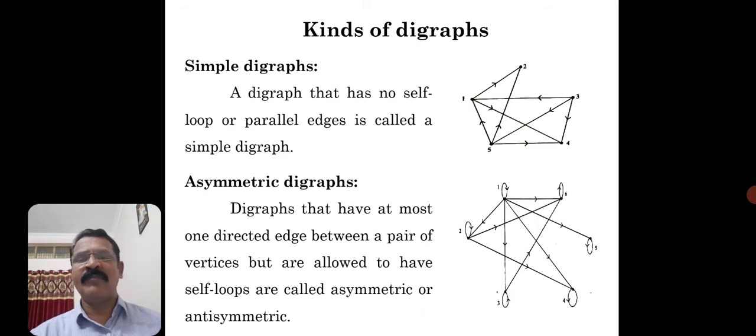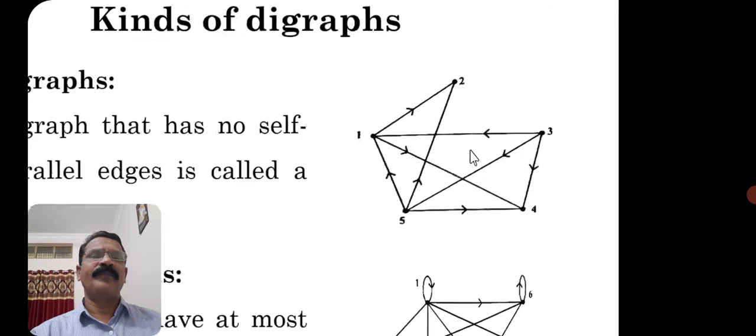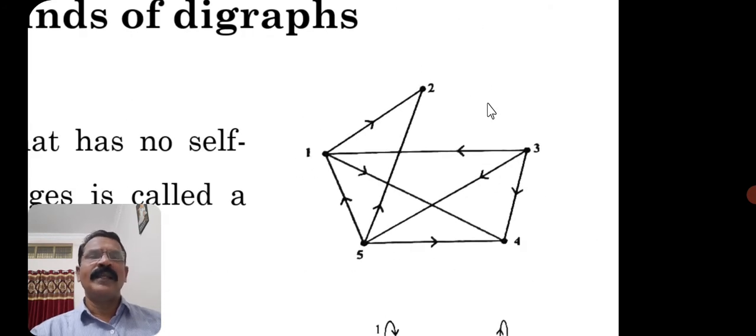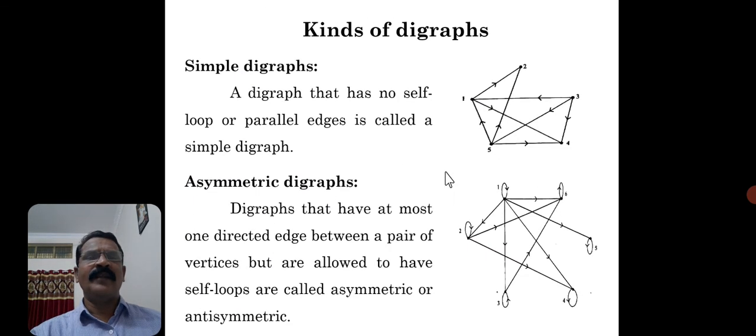So you have to keep in your mind, a digraph, of course directions are there. A digraph that has no self loop or parallel edges is called a simple digraph. So you can see this example. Here there is no loop or even no parallel edges. Parallel edges means between two vertices there are two different arcs in the same direction. There are no such edges in this graph. So no loops, no parallel edges. So such a digraph is called a simple digraph.